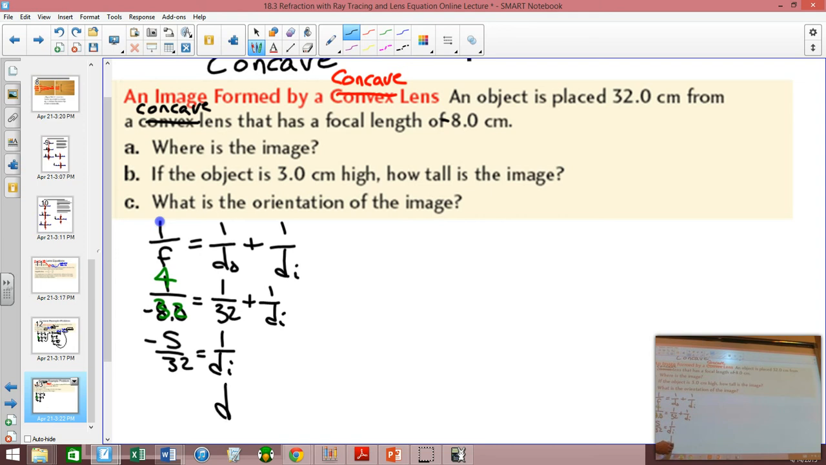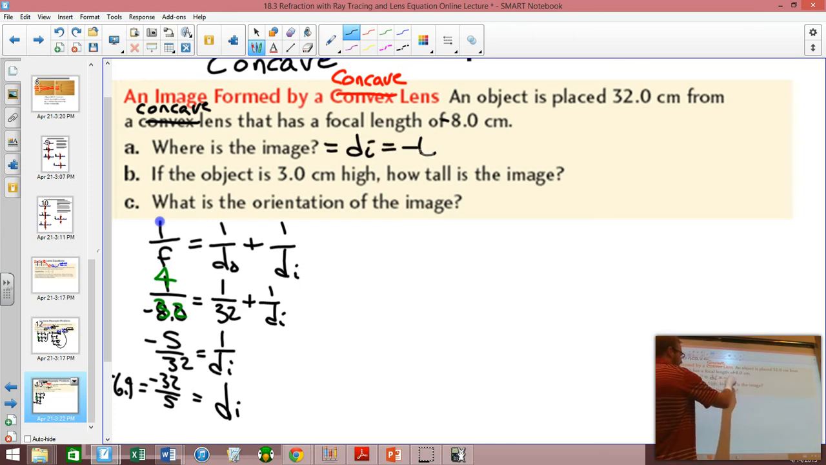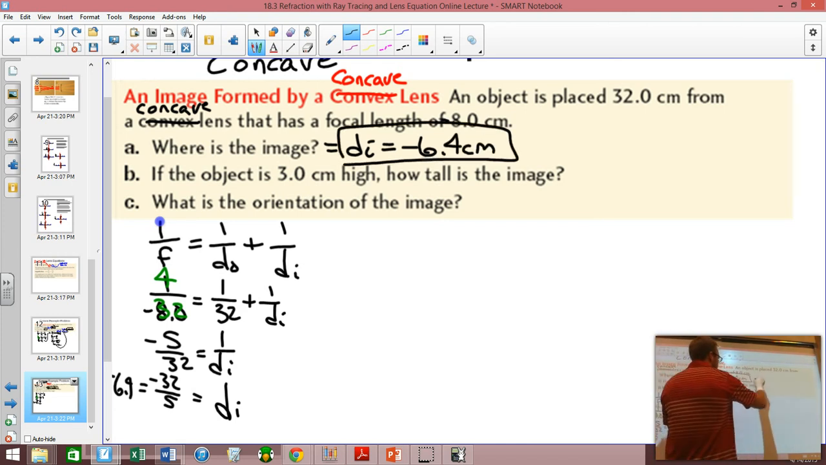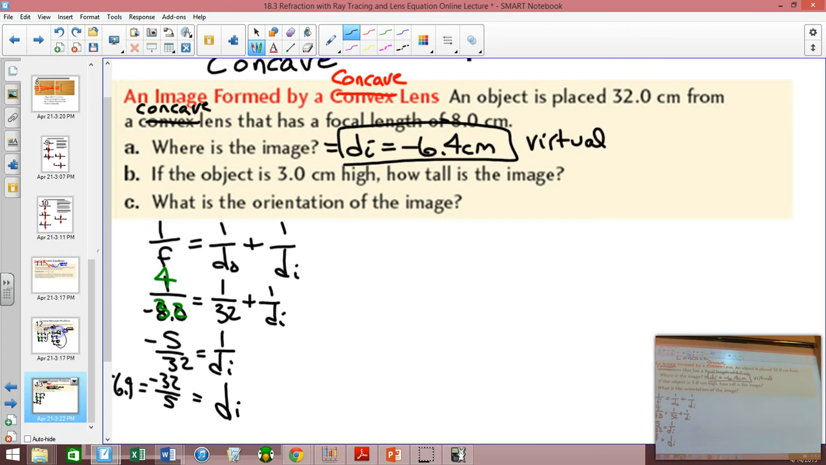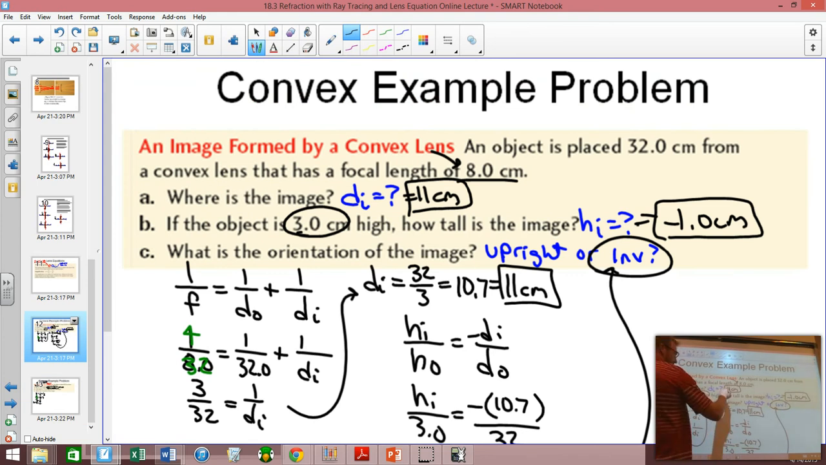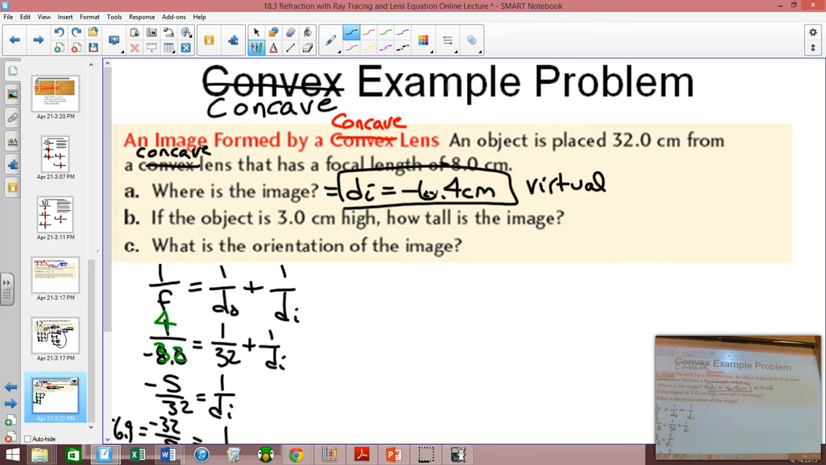So you flip that, and the distance to your image is 32 over 5, which is 6 2/5, so 6.4 negative. So the distance to my image is -6.4 centimeters. That means it's virtual. If you go back to the last question, since that was positive, that means it's a real image because the distance is positive. I've got a negative distance, which means it's virtual.